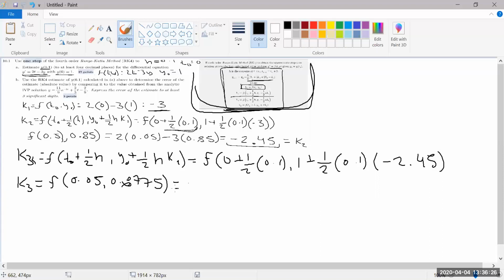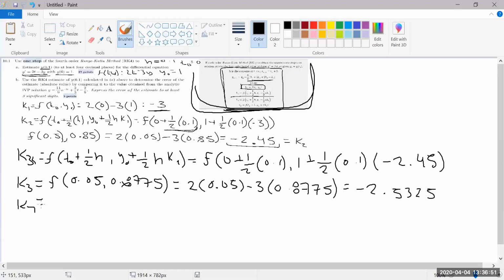So evaluating this, we get 0.05 minus 3 times 0.8775. And you should get here a negative 2.5325. Okay, and now we only have one more. We have our K4. And our K4 is actually slightly less complicated because there's not so much plugging in. So we get our T sub 0 plus H, our Y sub 0 plus H times K3.